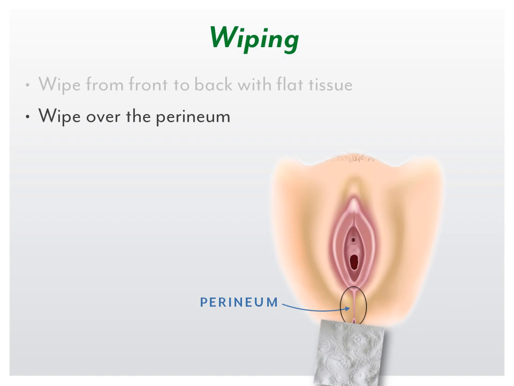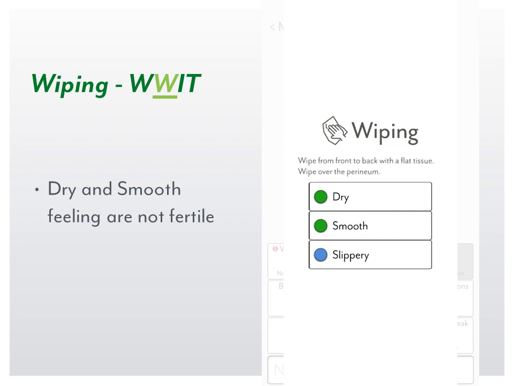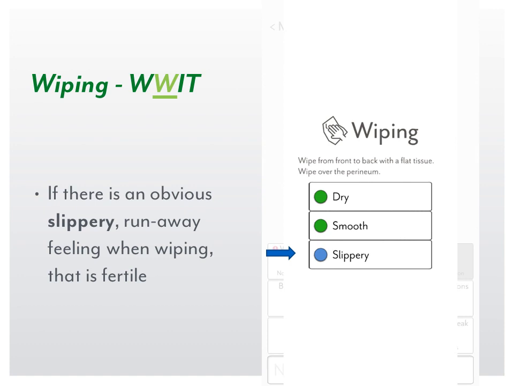As you wipe, make sure the tissue passes over the perineum, the area of skin just below the vagina, because that is where sensation is felt with wiping. You may feel dry or smooth, and these feelings are not fertile. If there is an obvious slippery or runaway feeling when wiping, that is fertile, and you click the appropriate tile.